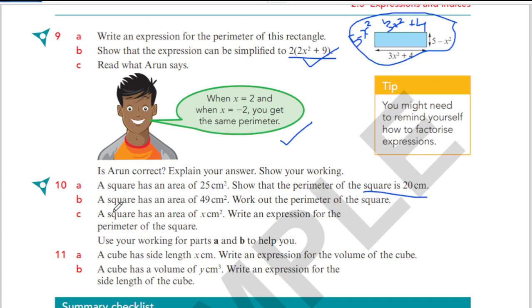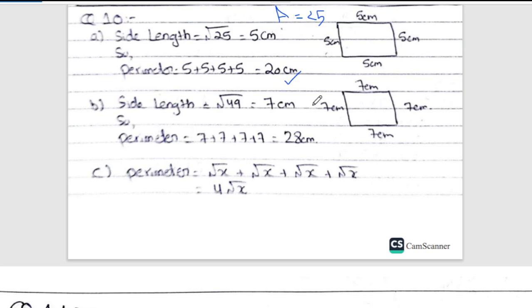In part B, they said a square has an area of 49. 49 will become with the help of 7. 7 into 7 is 49. So by taking the square root, we can find one length. 7, 7, 7, 7. By adding these four sides, our perimeter is 28.